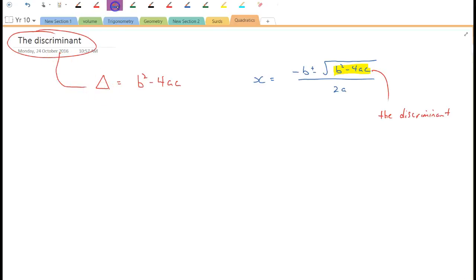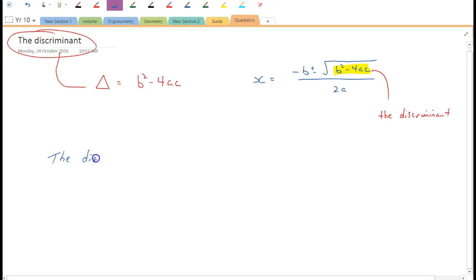Now, the reason it's called the discriminant is because its value determines how many solutions there are to this equation. So let's say that this value in here is less than 0. Then we're trying to take the square root of a number less than 0, and you can't do that. There is no solution. So if the discriminant is less than 0, there is no solution. So let's just make that note.